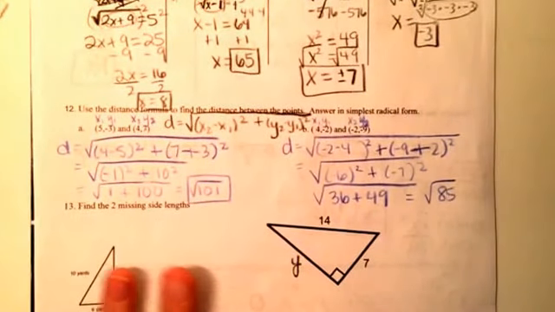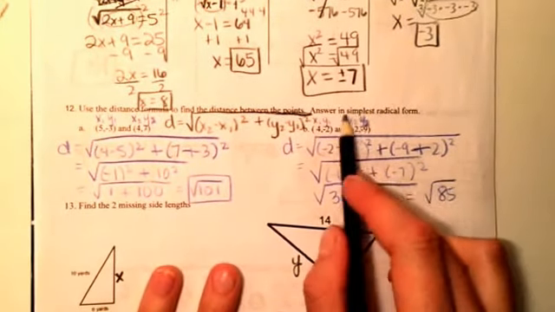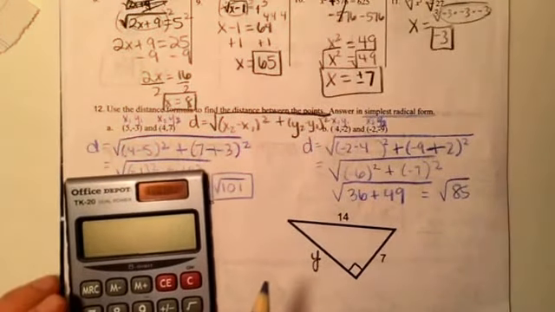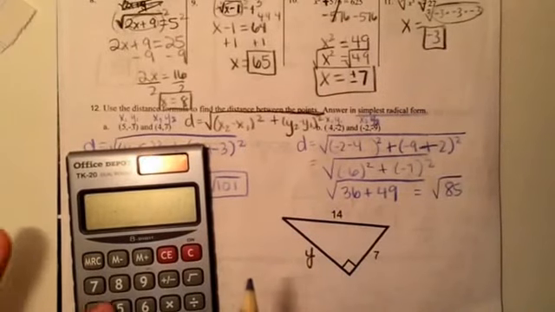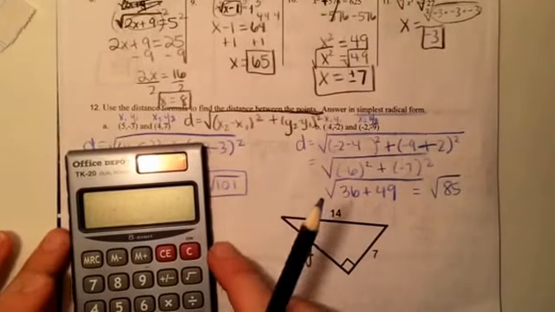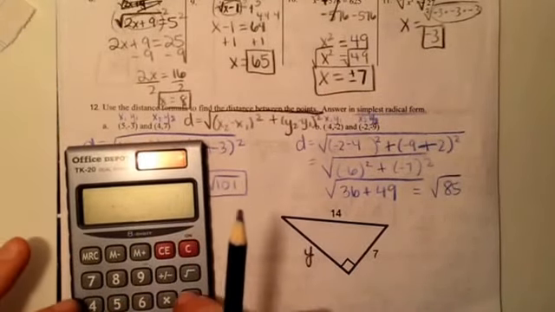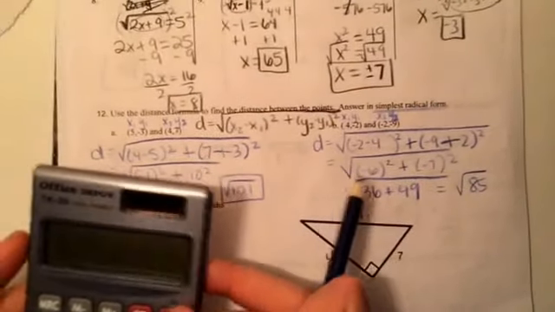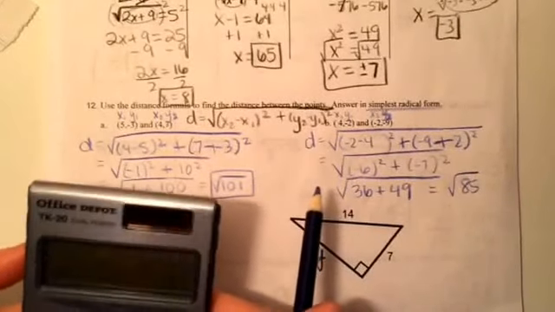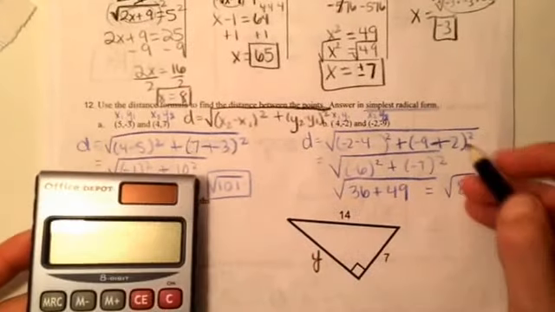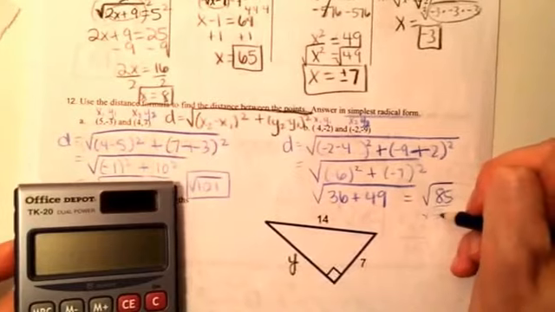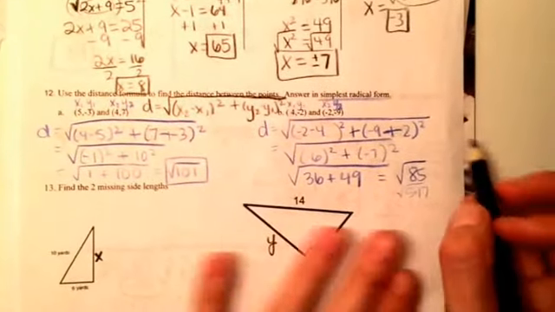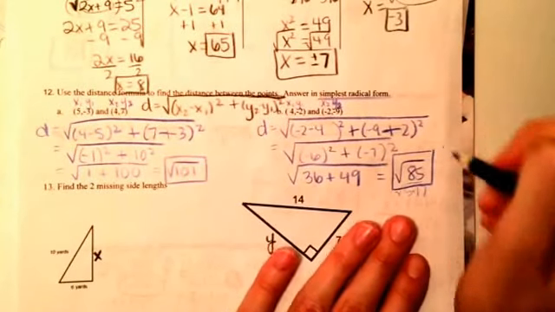Now I want to see if that's divisible by anything, just to see if I can get it in a simpler radical form. So I try 85 divided by some of the perfect squares. Divided by 4, we get a decimal. 85 divided by 9, we get another decimal. 85 divided by 5. So the factors of 85 are 5 and 17. That's not going to help us at all, trying to simplify it. So we're just going to leave it as a square root of 85.